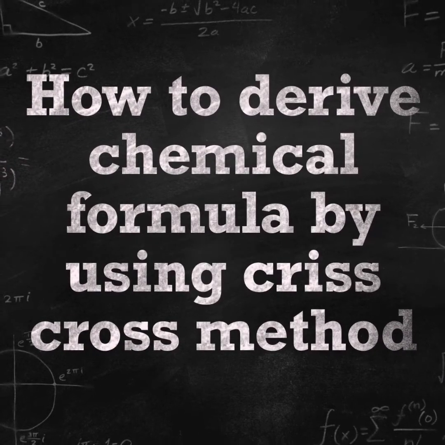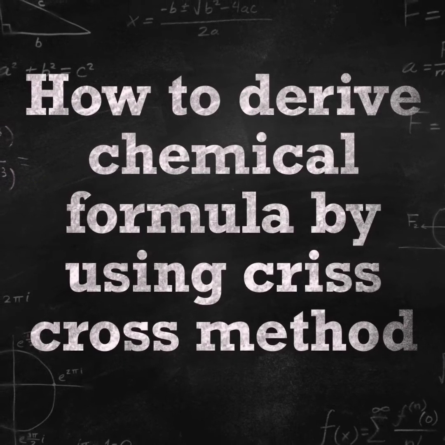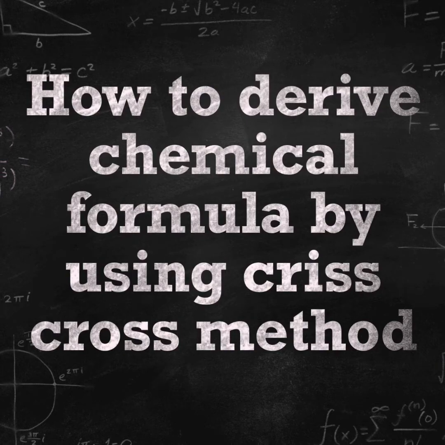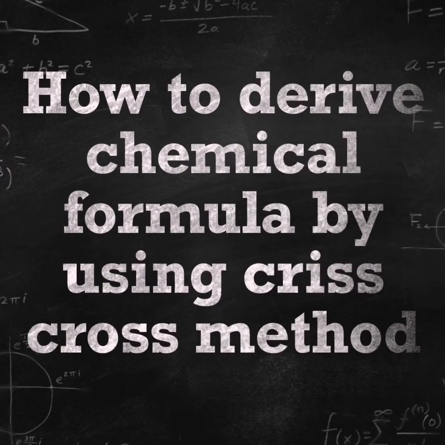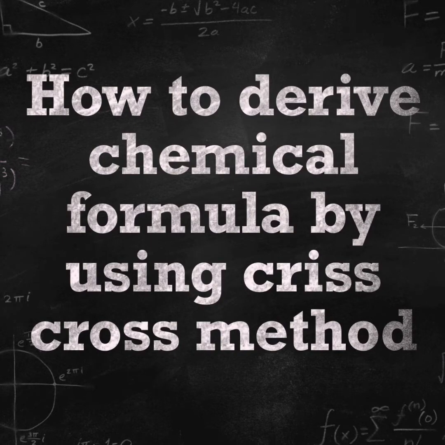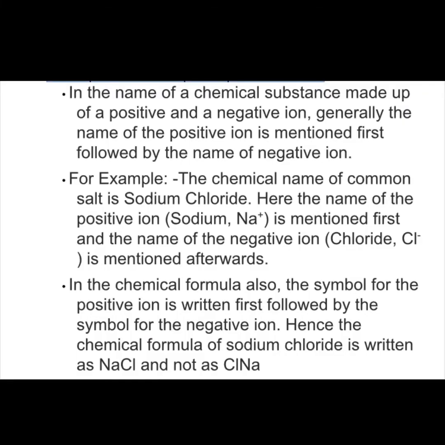Now the next topic is how to derive chemical formula by using crisscross method. It is not possible to learn the chemical formulas of all the compounds, so we can derive their formulas by using crisscross method. In the name of a chemical substance made up of a positive and a negative ion, generally the name of the positive ion is mentioned first, followed by the name of negative ion. For example, the chemical name of common salt is sodium chloride. Here the name of the positive ion sodium, that is Na+, is mentioned first, and the name of the negative ion chloride, Cl-, is mentioned afterwards.